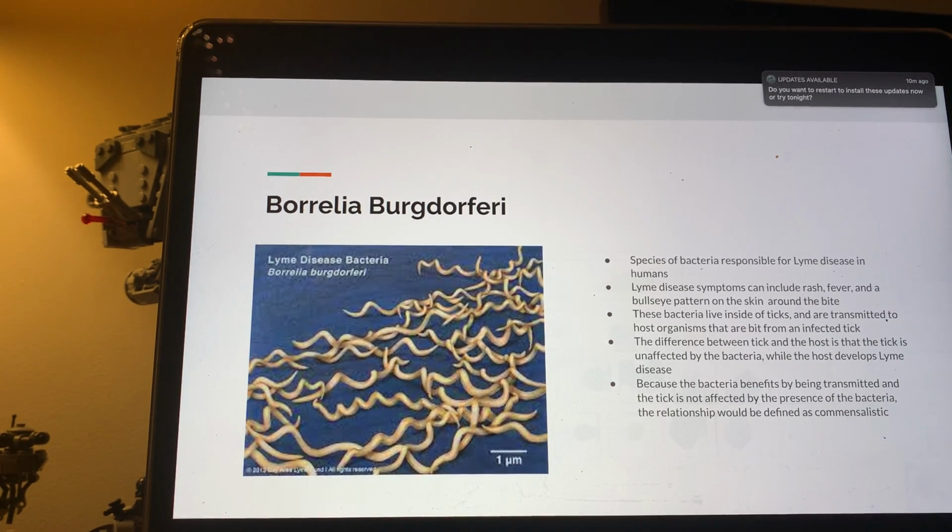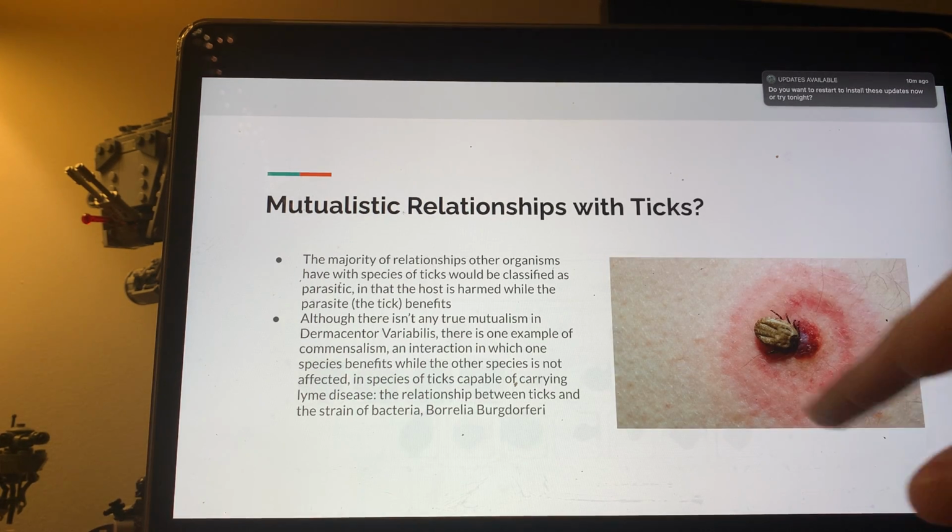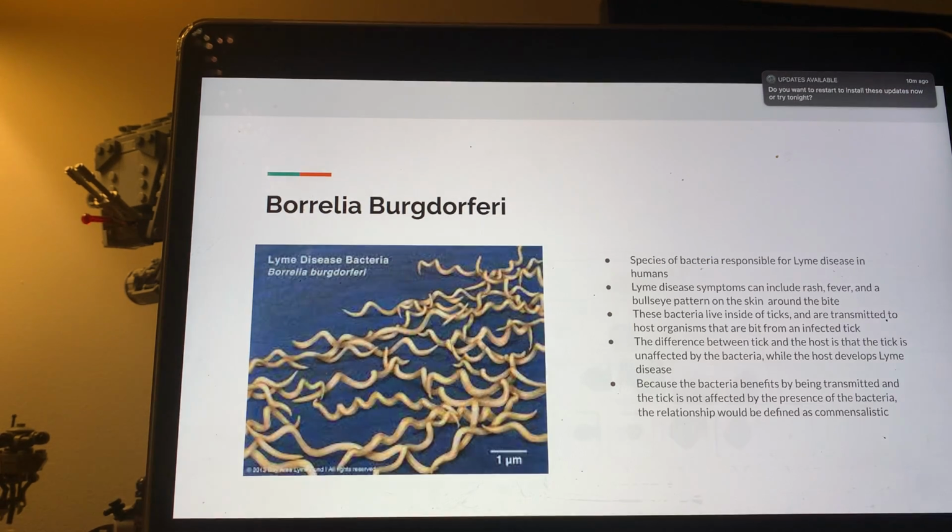And so, a quick overview on this strain of bacteria. It's responsible for Lyme disease in humans. Now, it's not a super deadly disease. I think Google said about 11 people have died from Lyme disease since the 80s. But still, it does have some bad symptoms such as rash and fever, and this is kind of the telltale sign of Lyme disease: you get a little bullseye pattern around the bite. And yeah, nobody really wants to deal with rash, fever, flu-like symptoms, stuff like that.